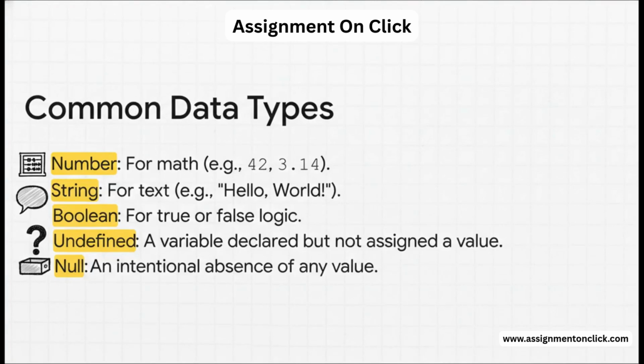You've got numbers for any kind of math. You've got strings, which is just a fancy word for text. Then you've got Booleans, which are super simple, just true or false. And then we have these 2 special ones, Undefined, which is basically the state of a box you've made but haven't put anything in yet, and Null, which is when you deliberately decide that a box should be empty.